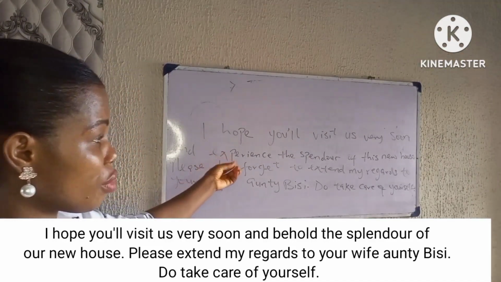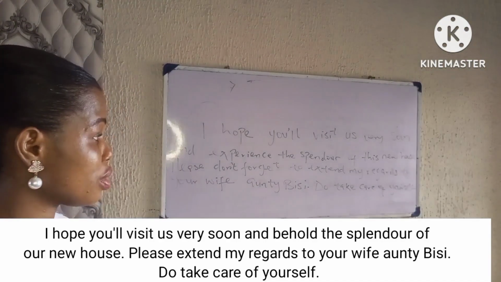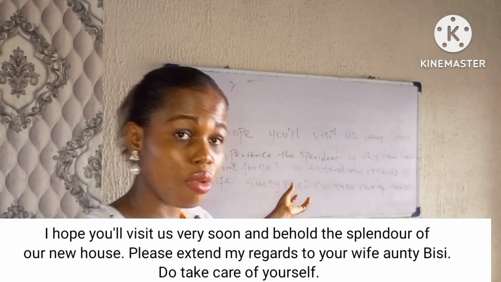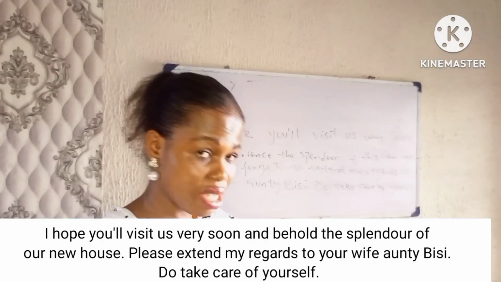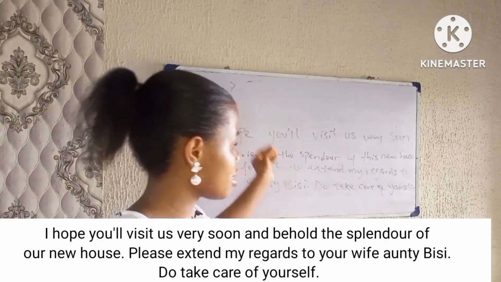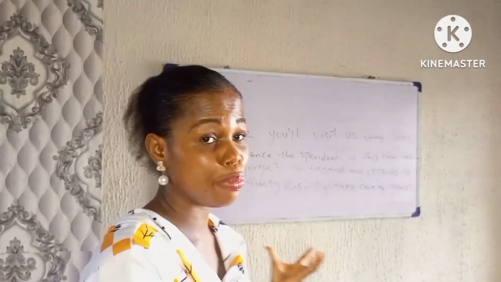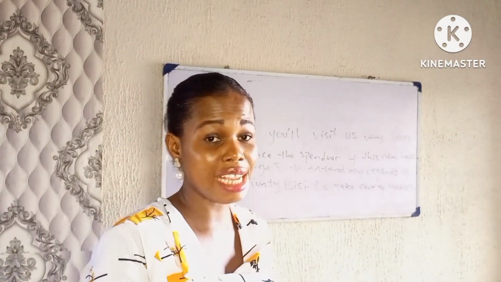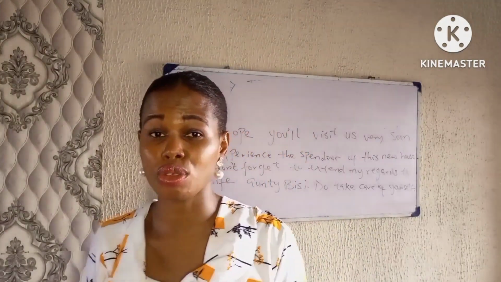Here you have also mentioned that the house is a splendor, the house is beautiful, and you have also reiterated your familiarity with him by telling him to extend your regards to his wife, Auntie BC, and also take care of himself. So in the concluding paragraph, you have to conclude the essay, emphasize what you have talked about in the essay, and also reiterate your familiarity with him. So that's what should be contained in the concluding paragraph.